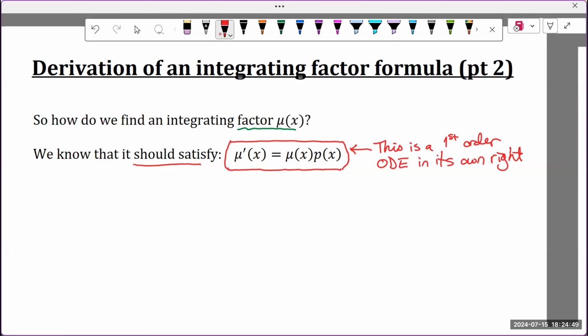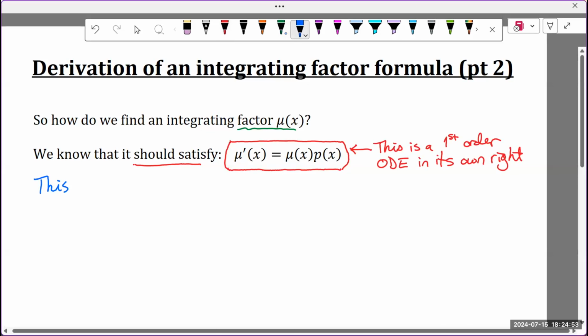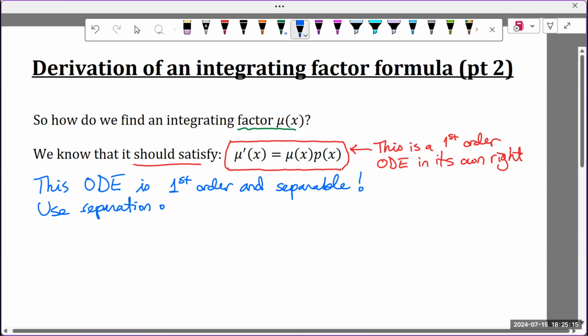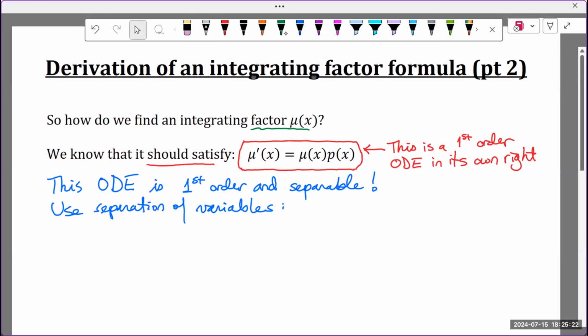And we learned how to do that last time. So that's really quite useful. So this ODE is first order and separable. So we can use separation of variables to tell us what that mystery function mu that makes everything easy for us should be.